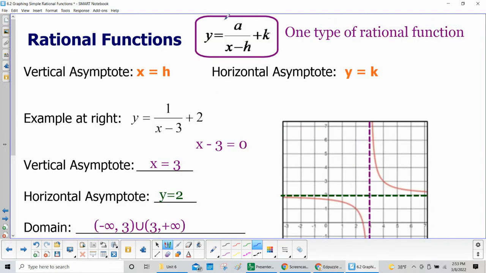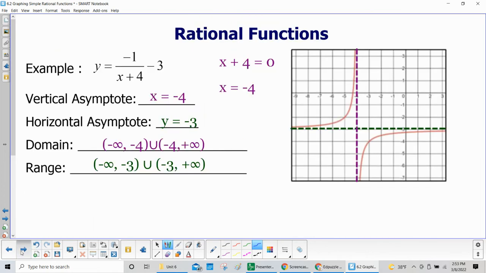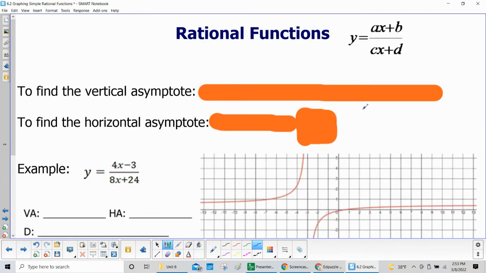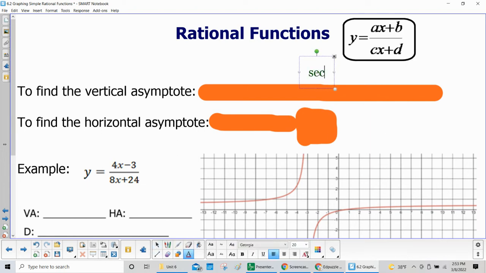This was one type of rational function where we had a over x minus h. And now we'll do another form that looks kind of like this. So here's our second form of a rational function. It looks like this, and this is going to be a little bit different.